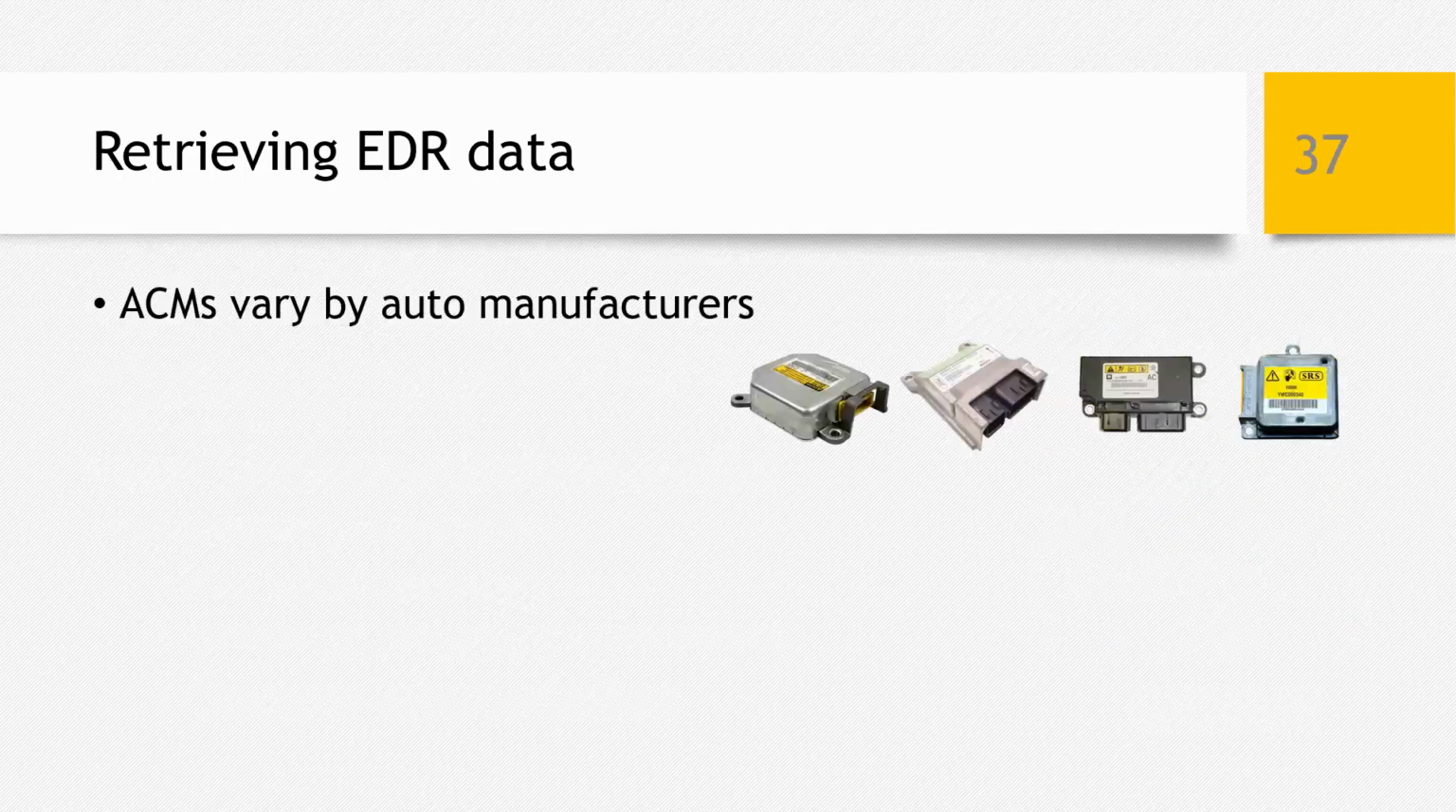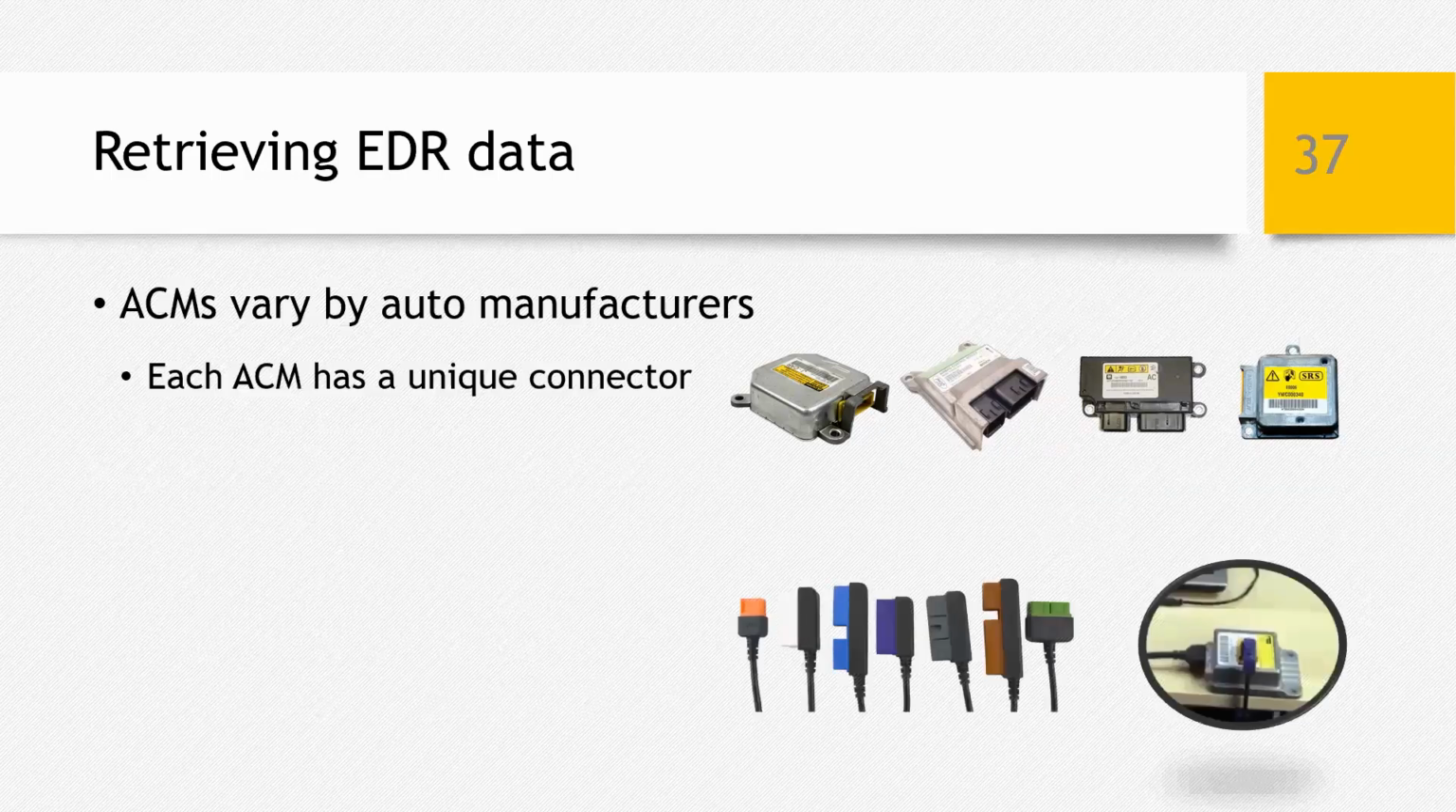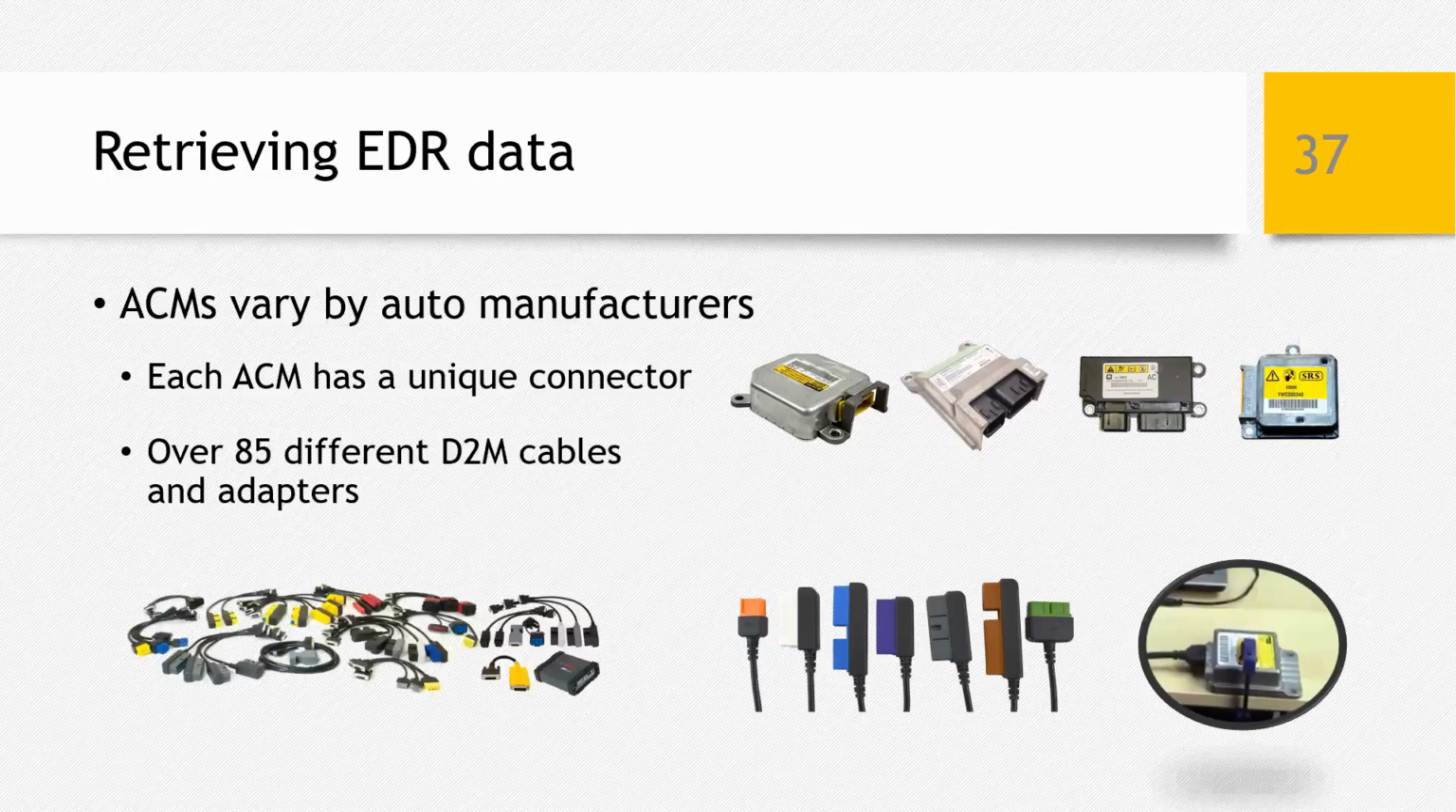As mentioned, if you need to download directly by connecting to an airbag control module, ACMs vary by auto manufacturer. They have a similar shape and size. Some are constructed out of steel, aluminum, or plastic. They all have a unique connector on them, and therefore there's a specific connection cable that matches the connector on all the different airbag control modules or other modules that contain the data. Currently in the Bosch system, there are over 85 different direct-to-module cables and adapters.